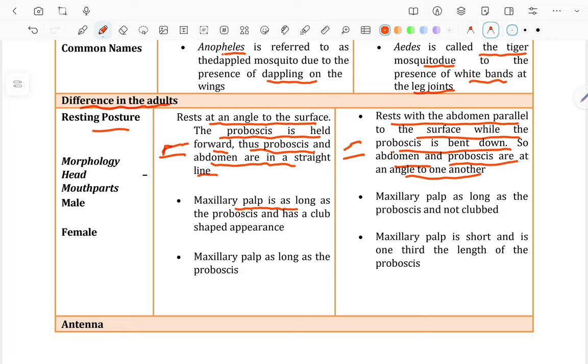Maxillary palp is as long as the proboscis and has a cup-shaped appearance. Head, mouth part, male, female. Male में maxillary palp is as long as the proboscis and has a club-shaped appearance. जबकि इसमें maxillary palp as long as the proboscis and not clubbed. Female में maxillary palp as long as the proboscis, जबकि इसमें maxillary palp is short and is 1/3 the length of the proboscis.